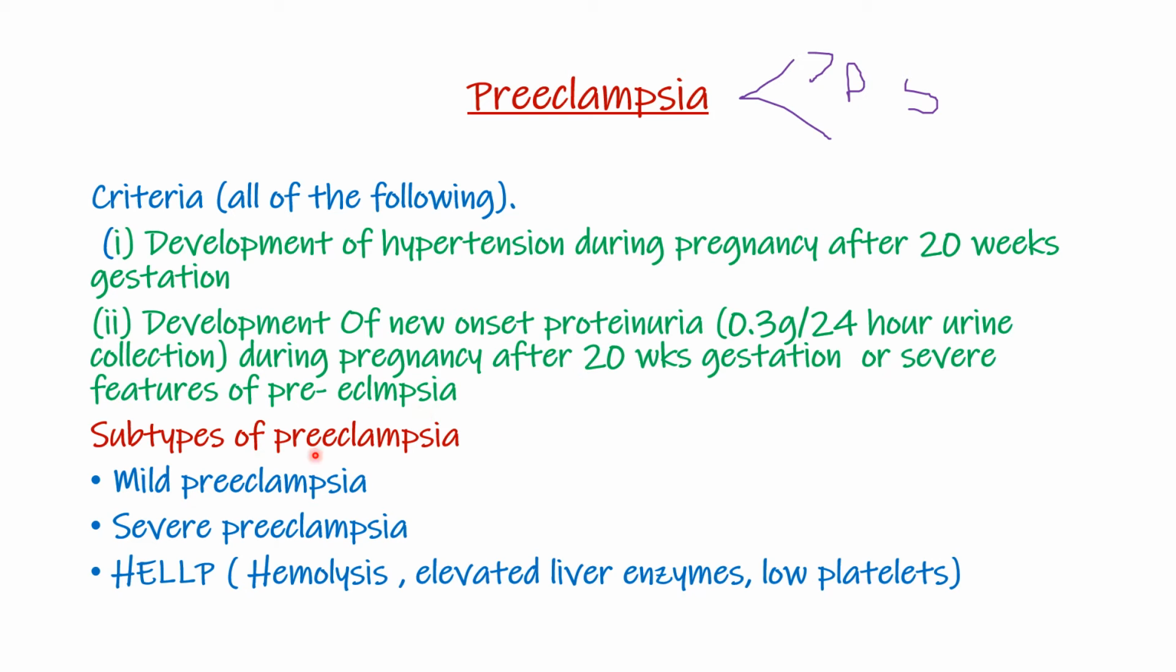So what are the subtypes of preeclampsia? You have mild preeclampsia and severe preeclampsia. Typically, mild preeclampsia is preeclampsia without severe features, and severe preeclampsia is preeclampsia with severe features. You can also have a subtype which is HELLP syndrome, and this is hemolysis, elevated liver enzymes, and low platelets. You're going to look at this in the next slides.